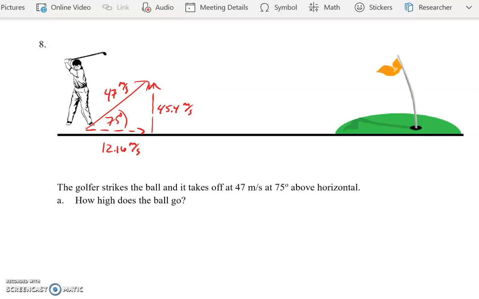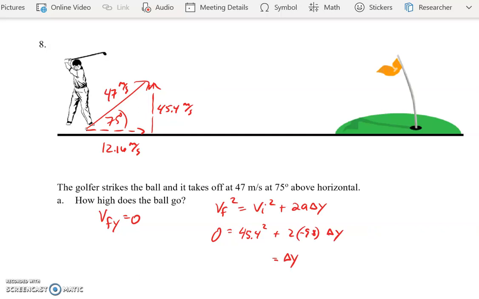First question wants to know how high does the ball go. So this is when you set your final y velocity equal to 0. You can use your VF squared equals VI squared equation. So 0 equals 45.4 squared plus 2 times negative 9.8 times delta y. Solve for delta y. The ball goes 105.2 meters high, which is really high, but what are you going to do?